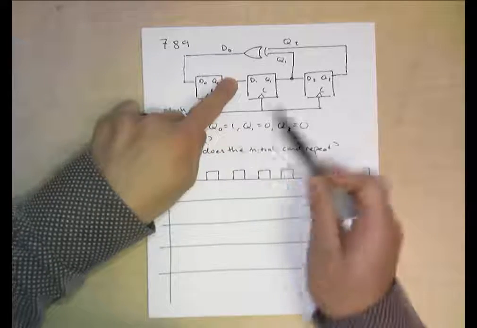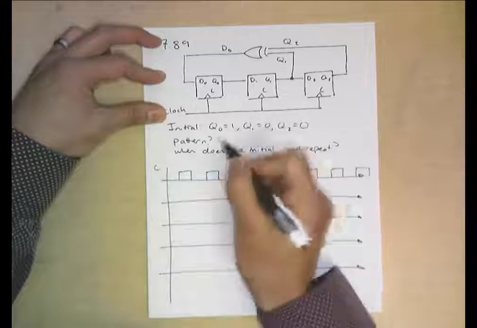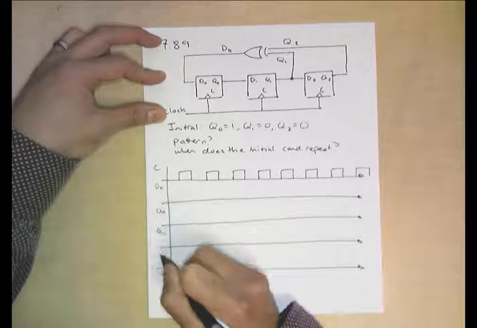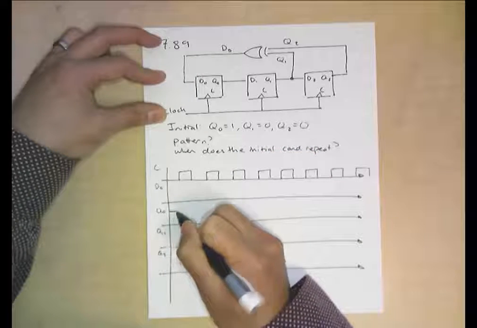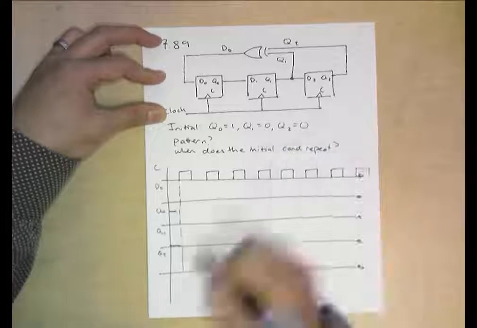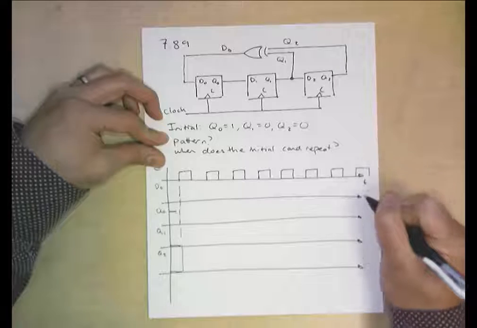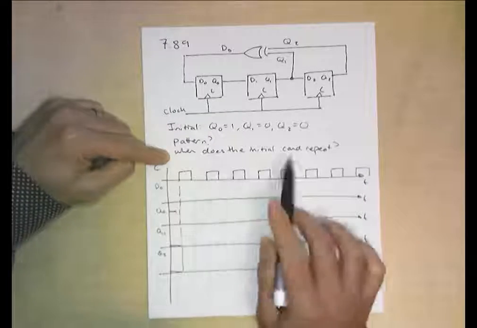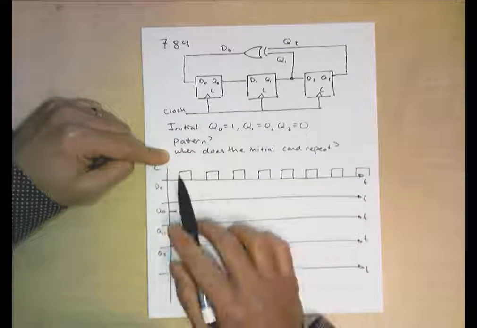Q0 is 1, Q1 is 0, Q2 is 0. If we were to draw that, let's put D0 here, then Q0, Q1, and Q2. That means Q0 is 1, with an edge, and Q1 is 0, and Q2 is 0. They want to know what the pattern looks like with time, so let's put our time axis on this horizontal axis. They also want to know, when does this initial condition repeat? When do we see 1, 0, 0 again after all these clock cycles?